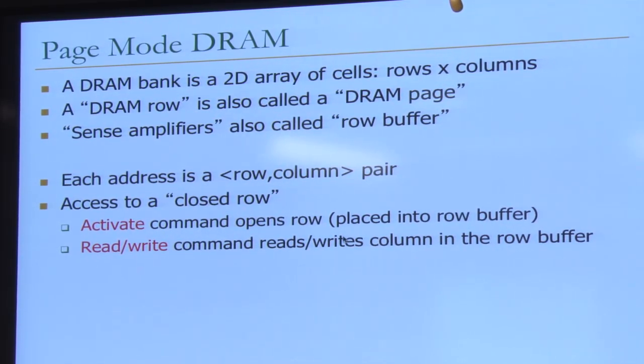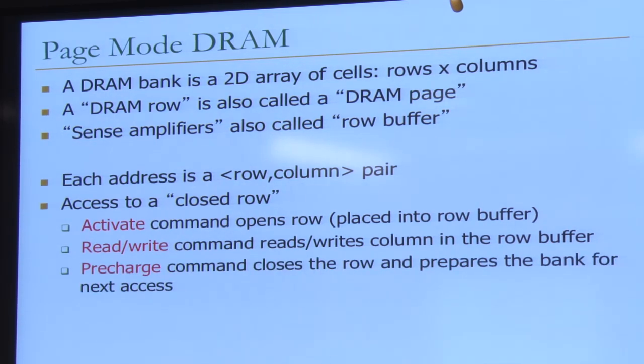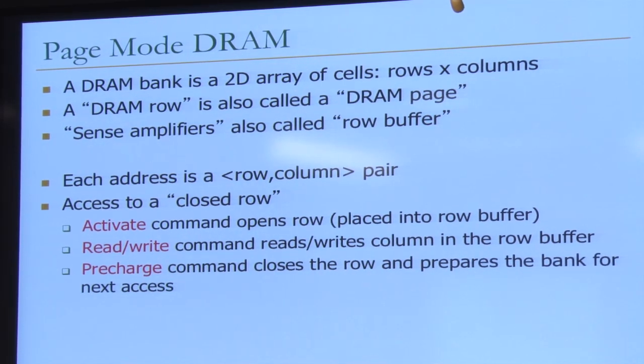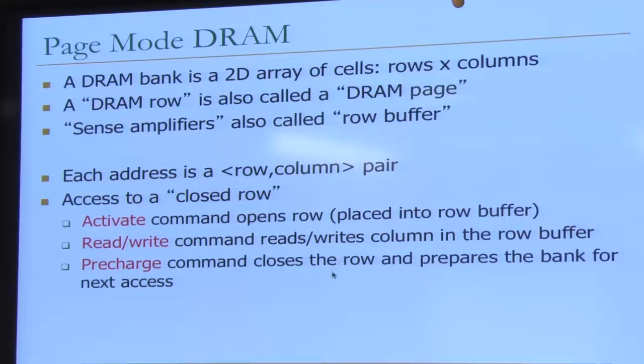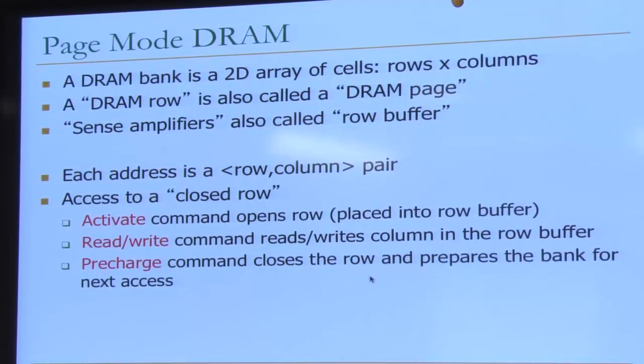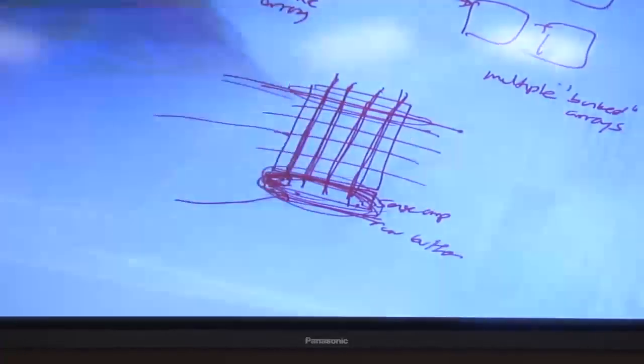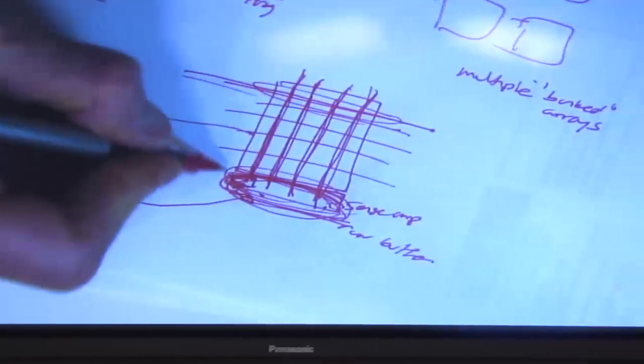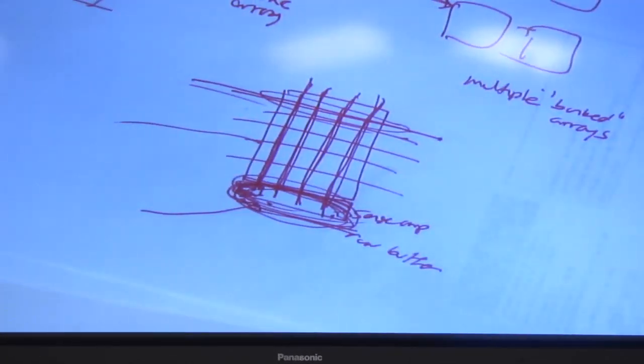OK? And once you're done with that access, you need to precharge the array. And the precharge command basically closes the row and prepares the bank for the next access. Basically, it precharges these bit lines such that the next access, next activate, can perturb the bit line such that you can sense it. Make sense?